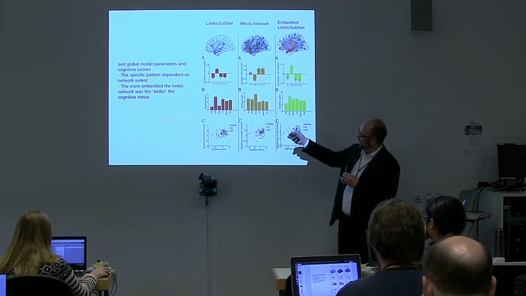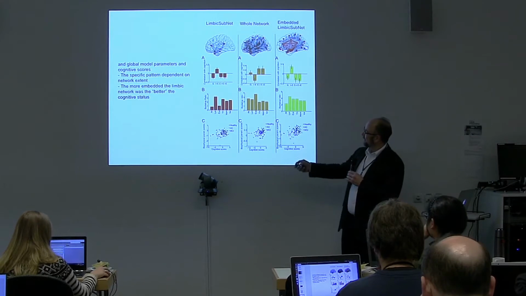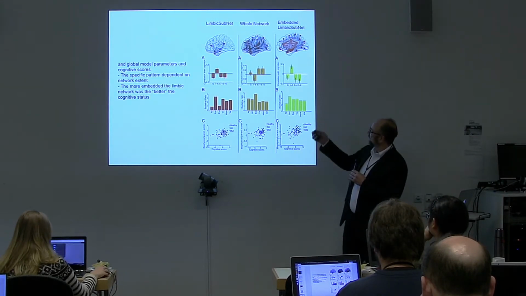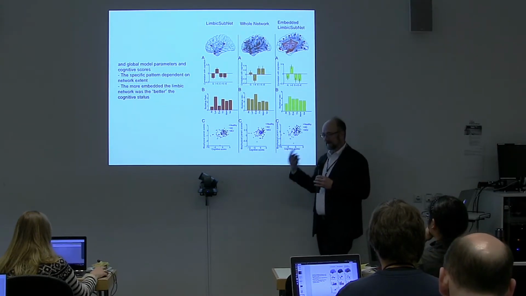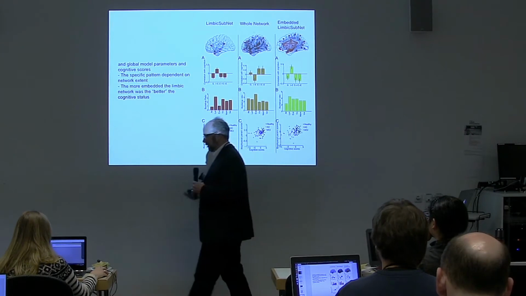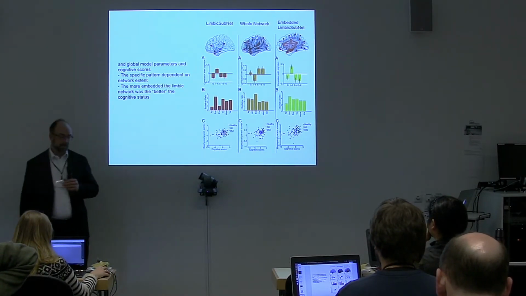And down here is the scatter plot between the cognitive scores and the composite of the biophysical parameters. So again, limbic subnetwork, whole network, and then the difference, which is the embedded network. I'm not going to go through the details of this, but basically the embeddedness, the change in the parameters, was much stronger in the patients than in the control group.